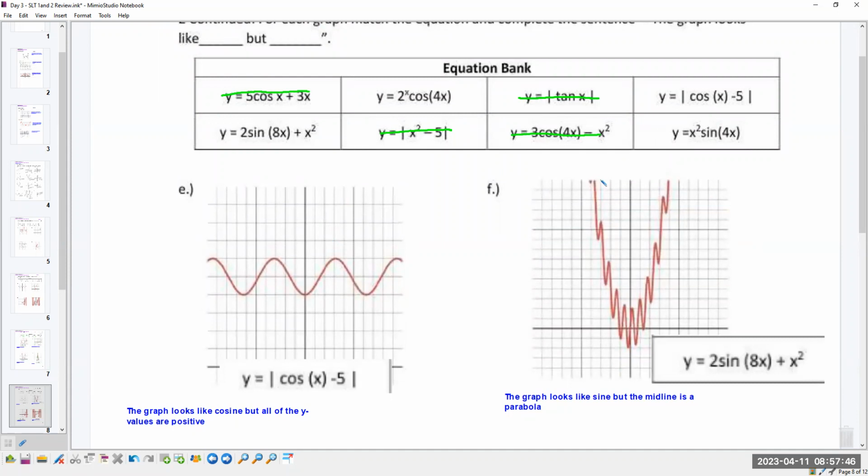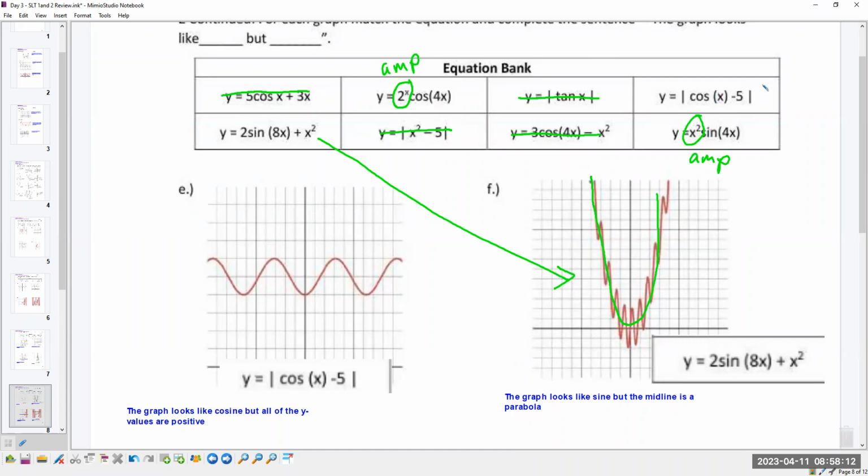Well, I knew that F was a sine or a cosine with a midline that's a parabola. So I knew that 2 sine 8x plus x squared went to letter F. So I looked at what was left. Here, this is an amplitude that's an exponential growth. This is an amplitude that's x squared.